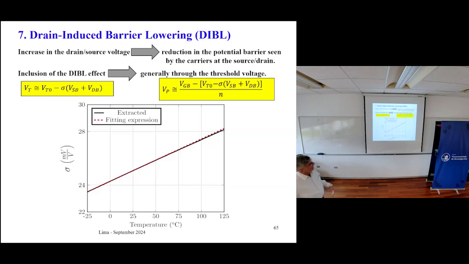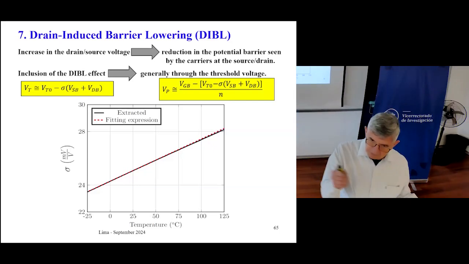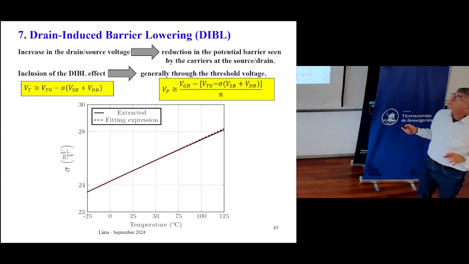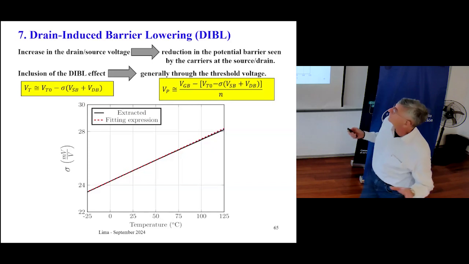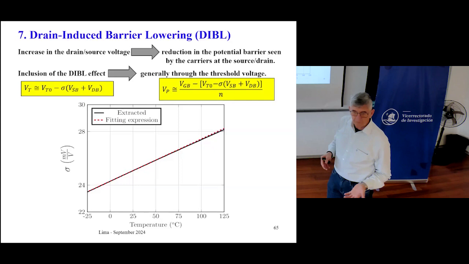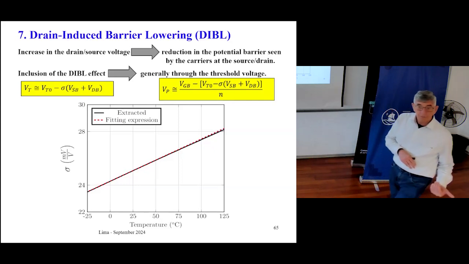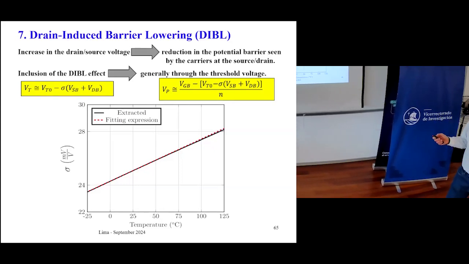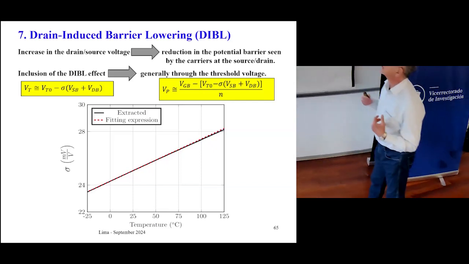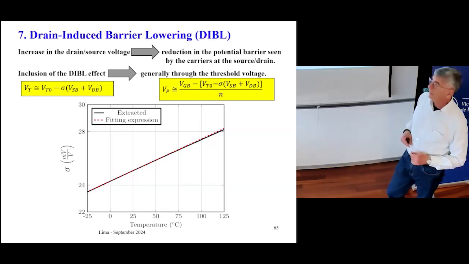What's the reason for this parameter? When you increase the drain source voltage, you modify the voltage profile along the channel. So you have to include this to calculate the threshold voltage. The threshold voltage is affected by both the source voltage and the drain voltage. So you have to include this. This parameter is called sigma, and it's simply called the DIBL factor.